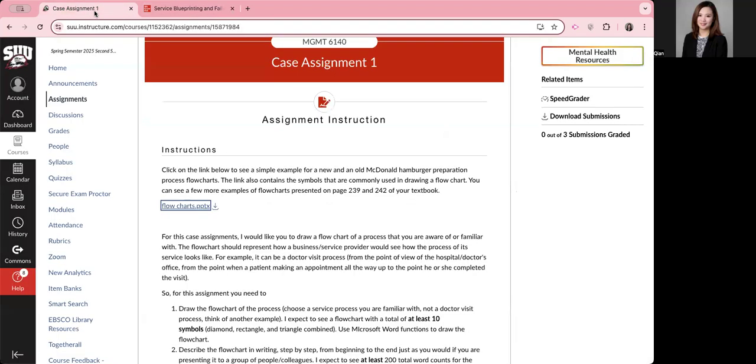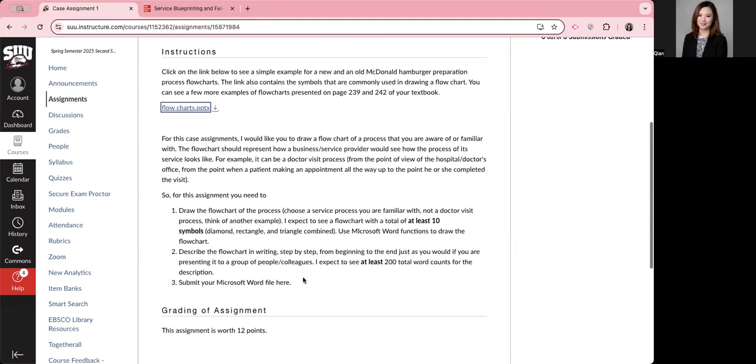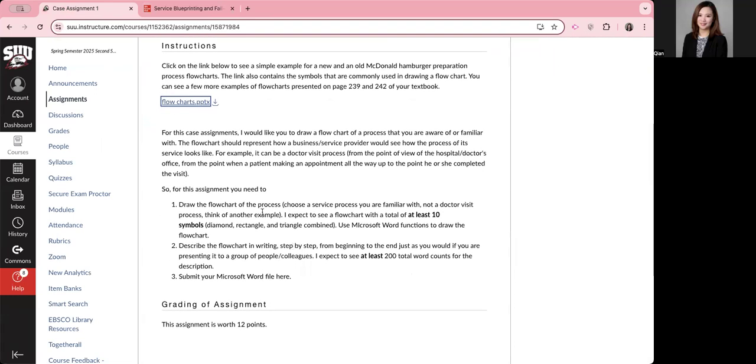For the case assignment, the requirement is that you need to have at least 10 symbols, like the diamond, rectangle, and triangle, and you can use any tools. Like I mentioned, you can use Microsoft Word functions to draw the flowchart, but you can use any software or other platform you prefer. If you have some experience with flowcharts before, that would be great. So you can use any tools you are familiar with to draw the flowchart.